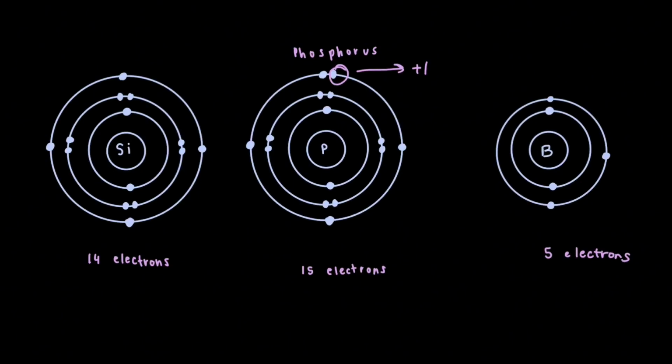But if you do P-type doping, we introduce something like boron, which has fewer electrons, creating a hole, basically an empty spot where an electron should be. These holes are just as important as the electrons because they create places for the electrons to jump into.